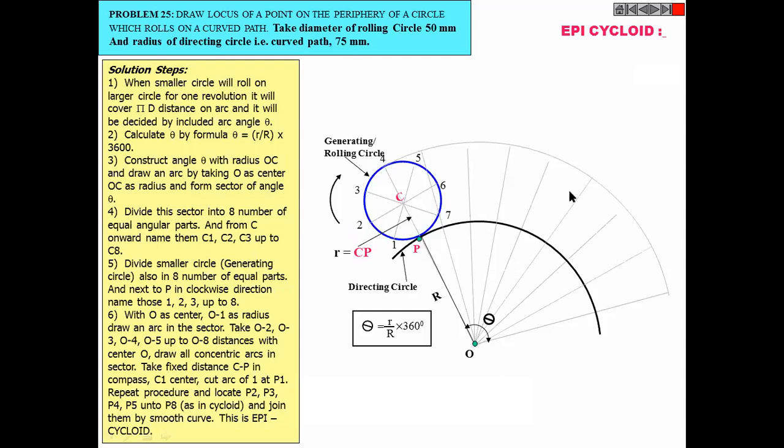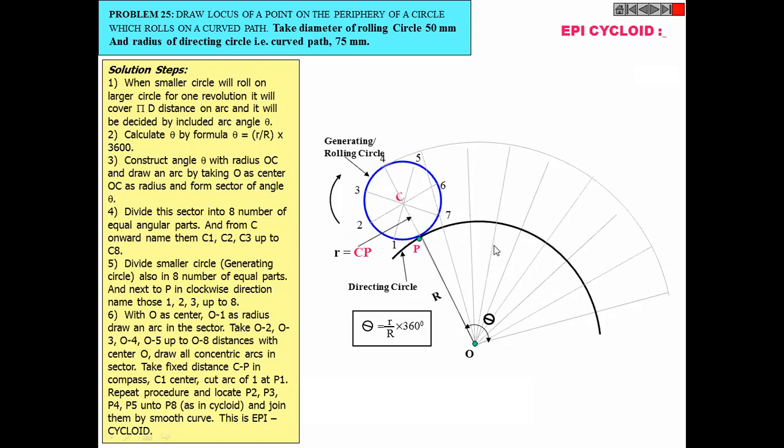8 equal parts. Fine. 1, 2, 3, 4, 5, 6, 7, and 8. Now this angle you know. What is the angle? 120. And you want to divide it into 8 parts. What is the one part division? It is 15 degrees. 15 into 8, 120.